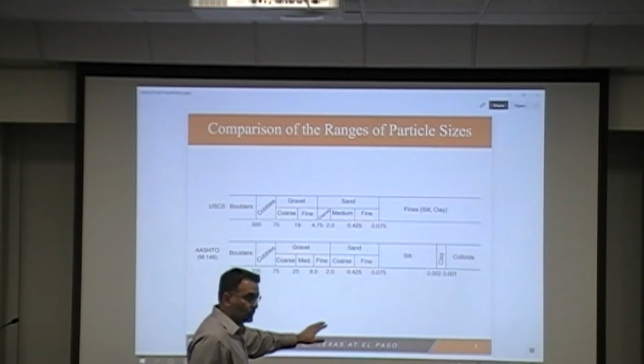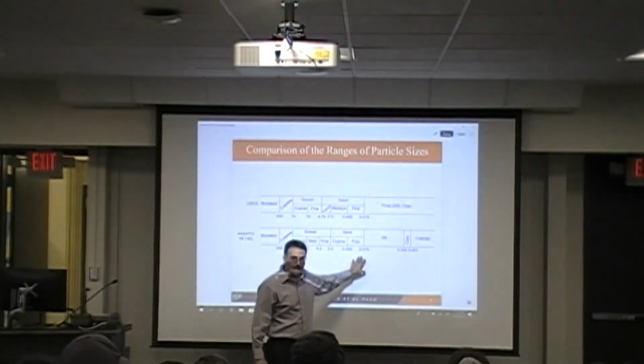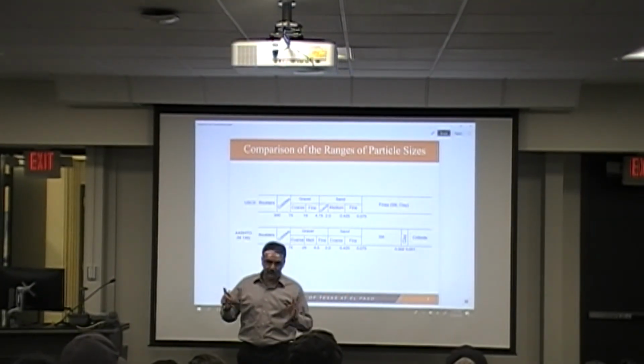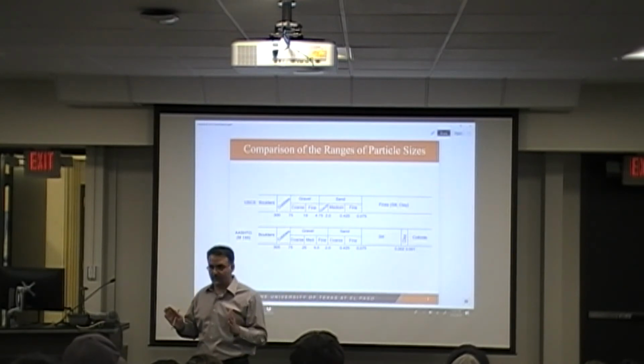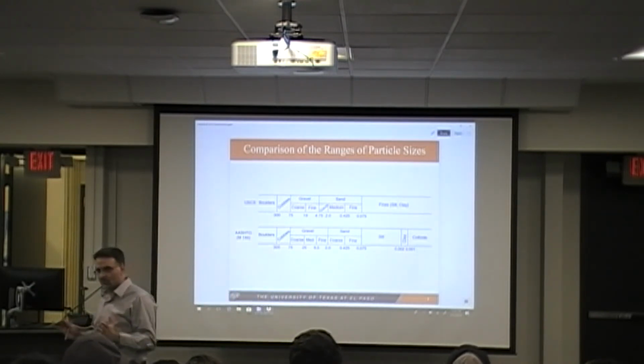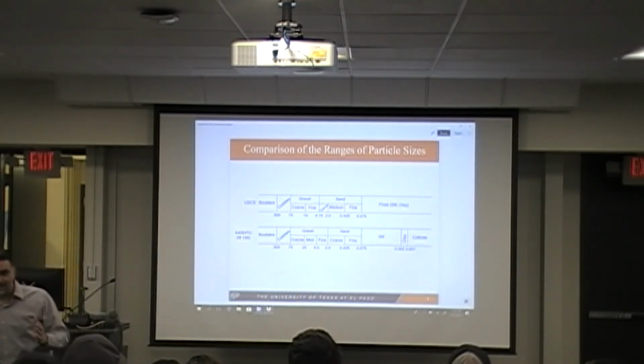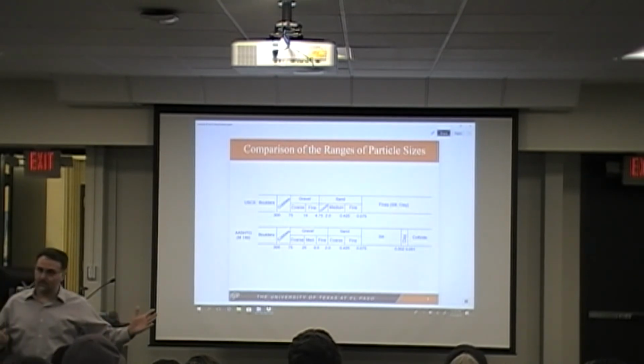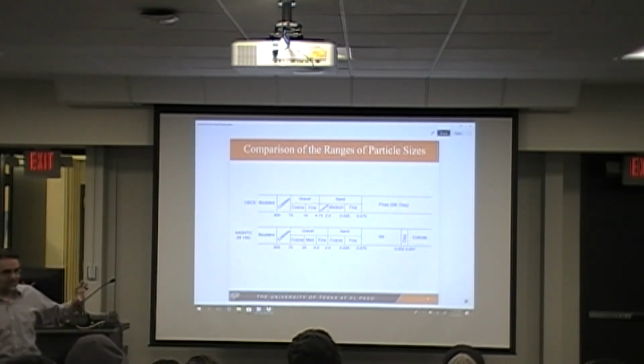But for AASHTO, you actually have size limitations. Between 75 microns to 2 microns, we call them silt. Between 2 microns and 1 micron, we call them clays. And anything smaller than that, we call them colloids, right? So that's basically the definitions that we have here.